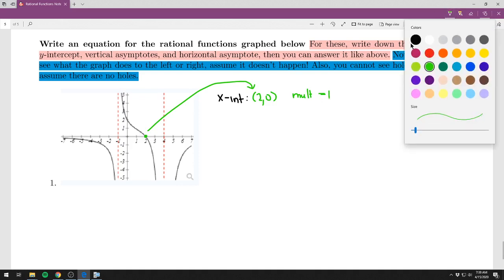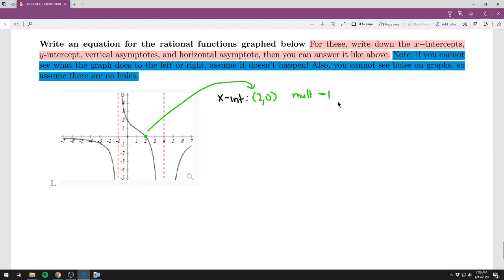That is the only x-intercept. And remember, the x-intercepts give us factors in the numerator. So we have a factor of x minus 2 to the first power in the numerator. I'm going to do x-intercepts and vertical asymptotes first because that's what forms our factors.